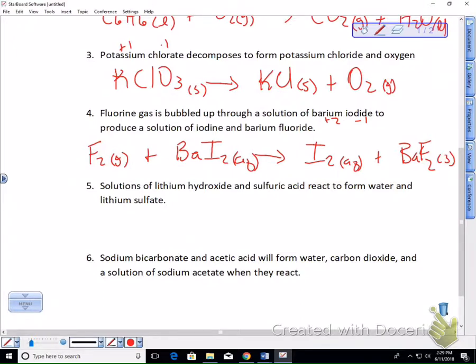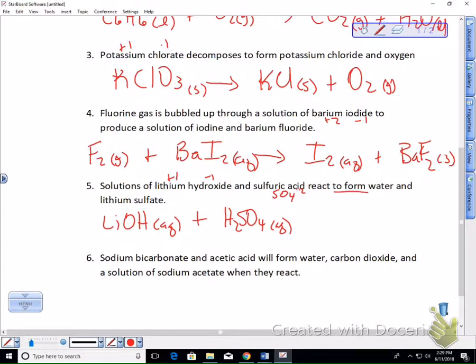Number 5, solutions of lithium hydroxide, another ionic compound. Lithium is +1, hydroxide is -1. LiOH, and it's a solution, so aqueous. And sulfuric acid. Okay, sulfuric acid is an oxyacid. It comes from -ate, so sulfate is my ion here. So sulfuric acid will be H2SO4.